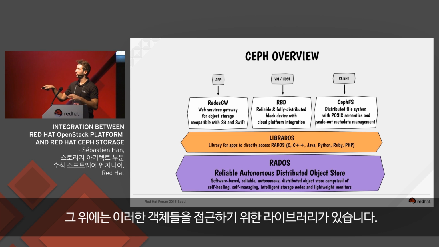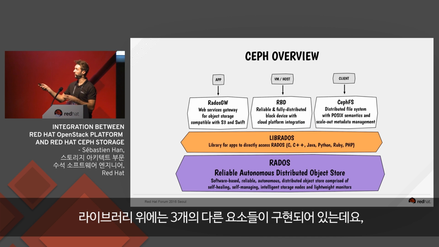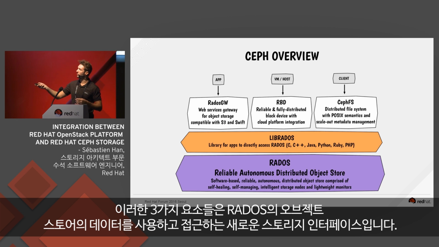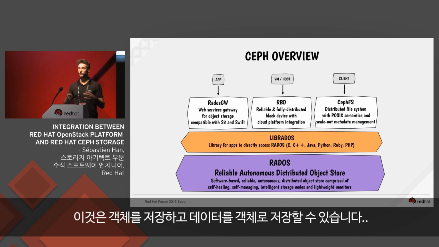Then on top of that, we have a library that we can use to access all of these objects. And on top of that library, we built 3 different components. These 3 components are just 3 new storage interfaces to access and consume data from the RADOS object store. The first one is RADOS Gateway, which is really the equivalent of Amazon S3 and OpenStack Swift. So it offers us the capability to store data as objects through a RESTful API.